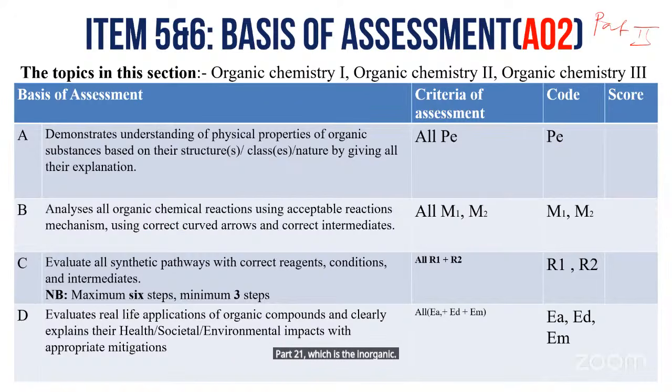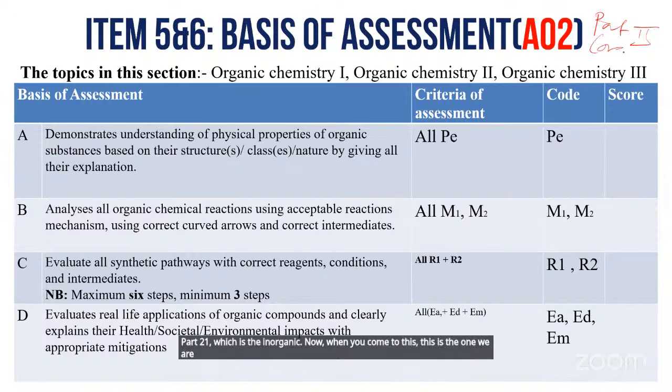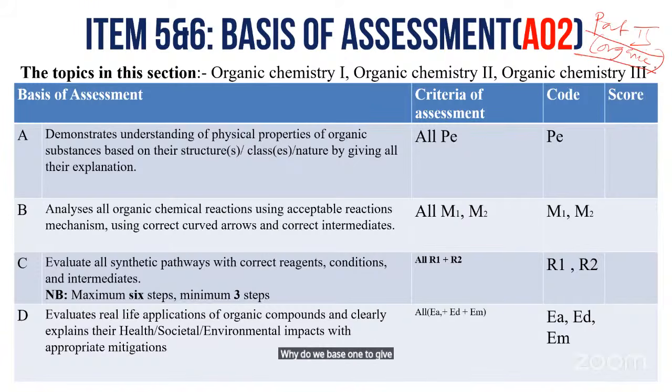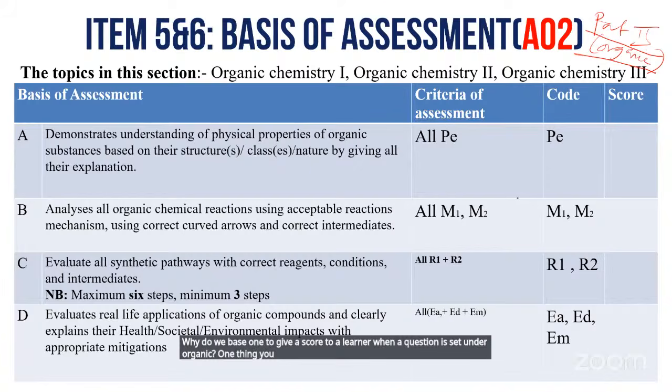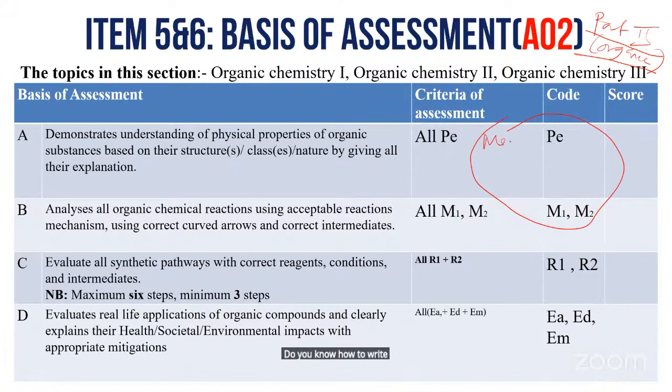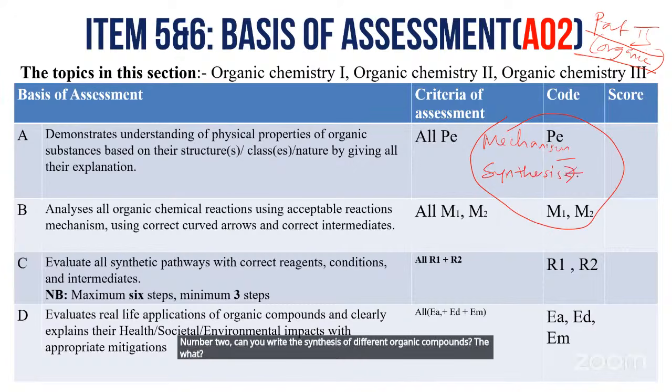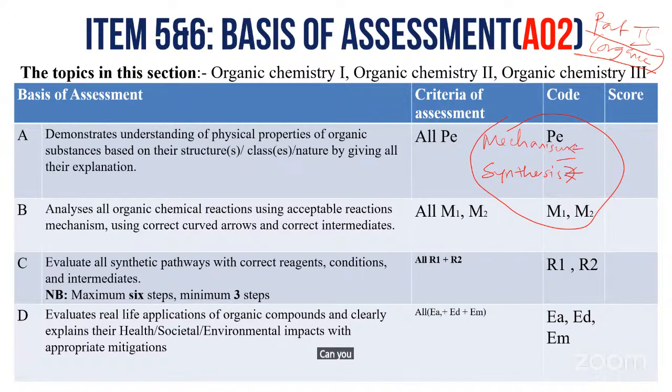Now, when you come to this, this is the one we are calling the organic. What do we base on to give a score to a learner when a question is set under organic? One thing you need to know, when we talk about organic chemistry, what should come to our minds? Number one, do you know how to write the mechanisms? Number two, can you write the synthesis of different organic compounds? The synthesis. Can you do the mechanism of different chemical reactions that take place?